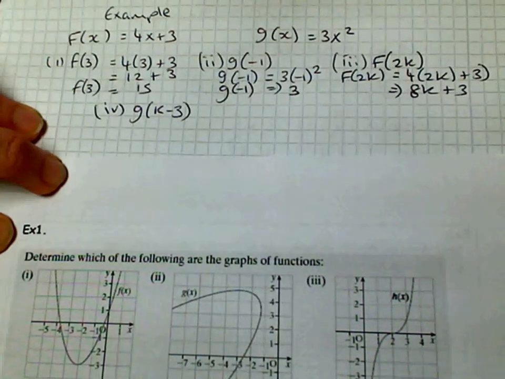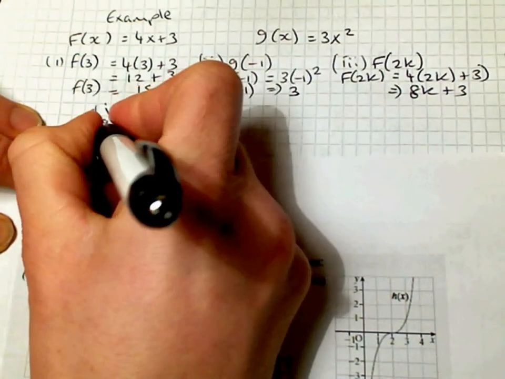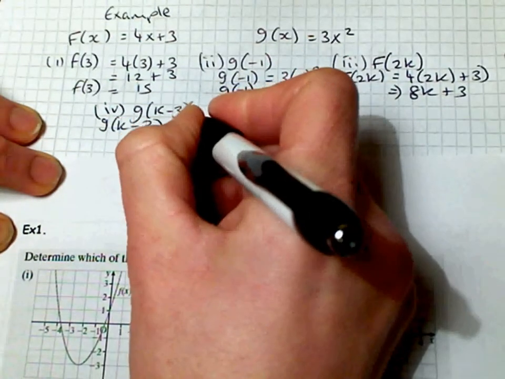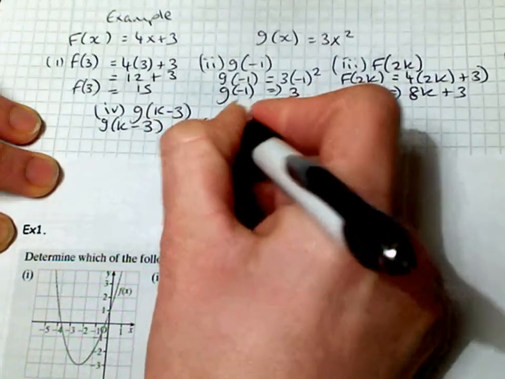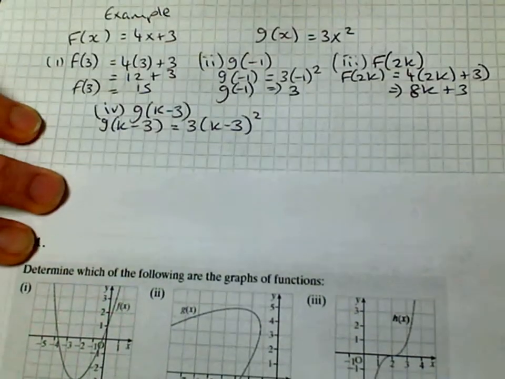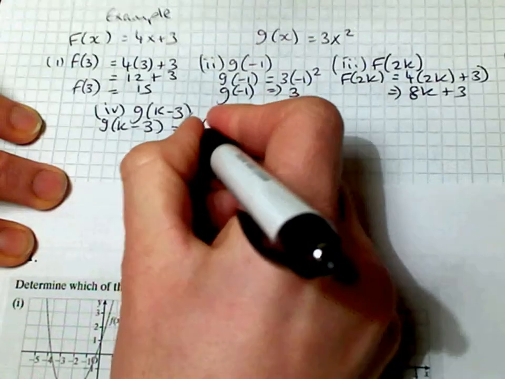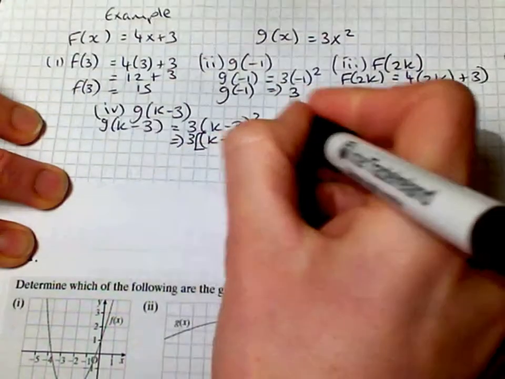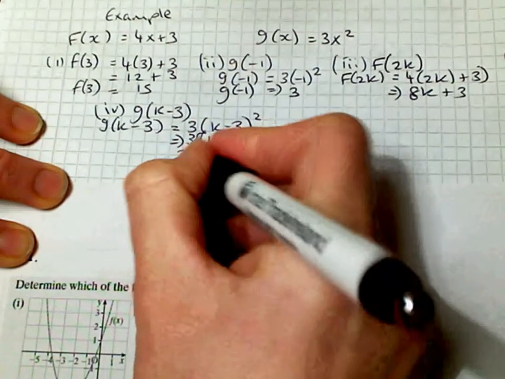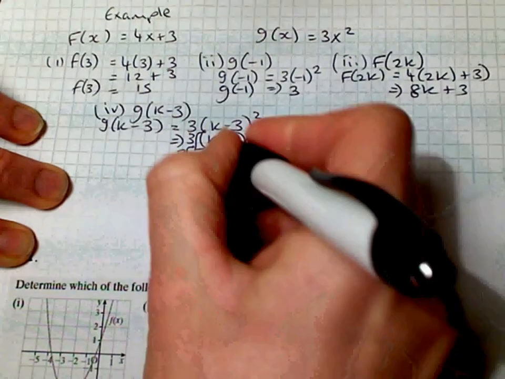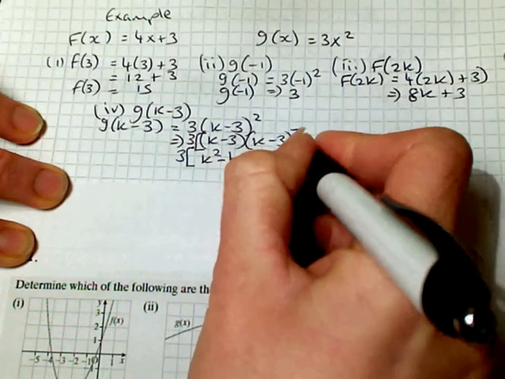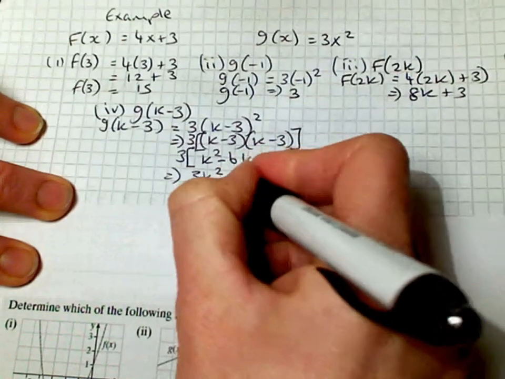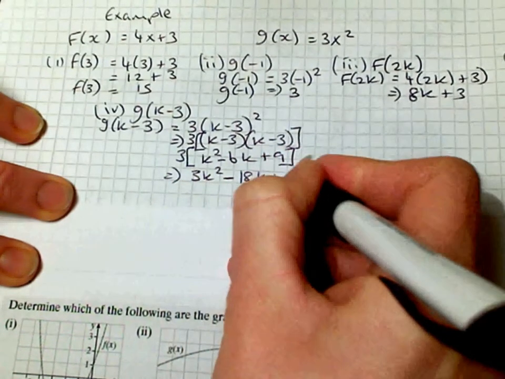So you take the g of x function, and everywhere you see x, you replace it by k minus 3. So it's going to be 3 by k minus 3, and you're going to square that. So it's going to be 3 into k minus 3 by k minus 3, which is going to be k squared minus 3k minus 3k is minus 6k plus 9. So you're going to get a final answer of 3k squared minus 18k plus 27.